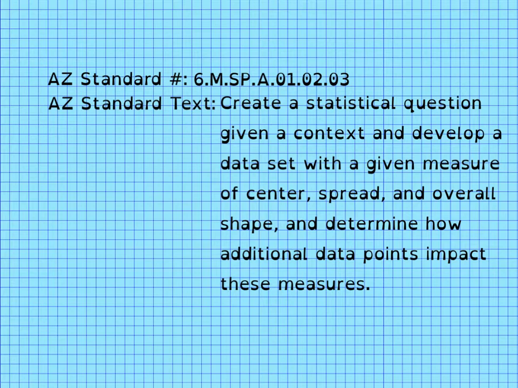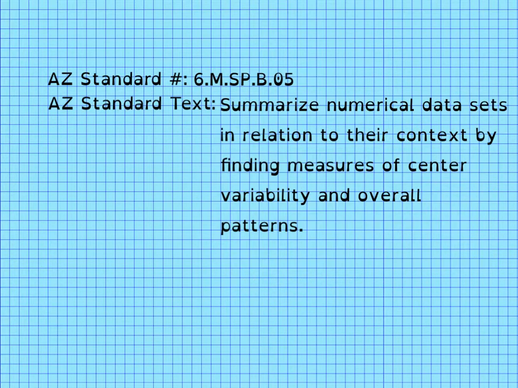Our first Arizona standard that we'll be working on today is create a statistical question given a context and develop a data set with a given measure of center, spread, and overall shape, and determine how additional data points impact these measures. Our second standard is summarize numerical data sets in relation to their context by finding measures of center, variability, and overall patterns.